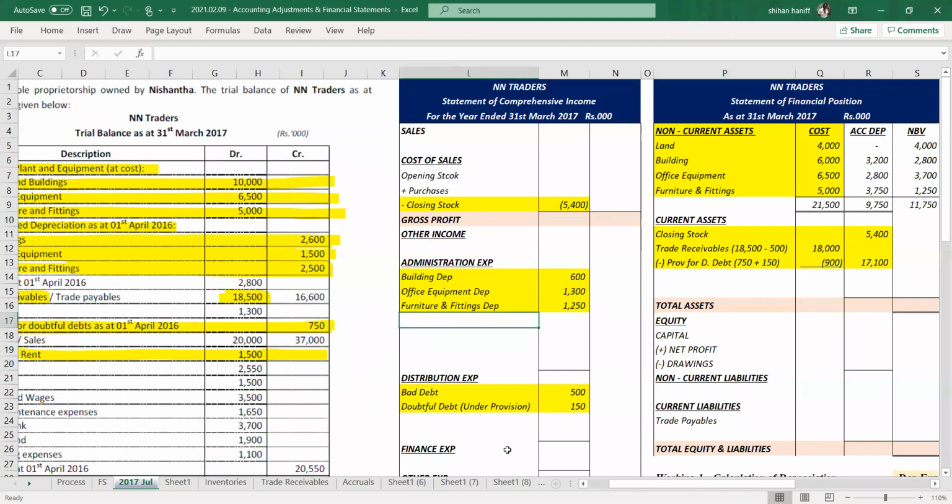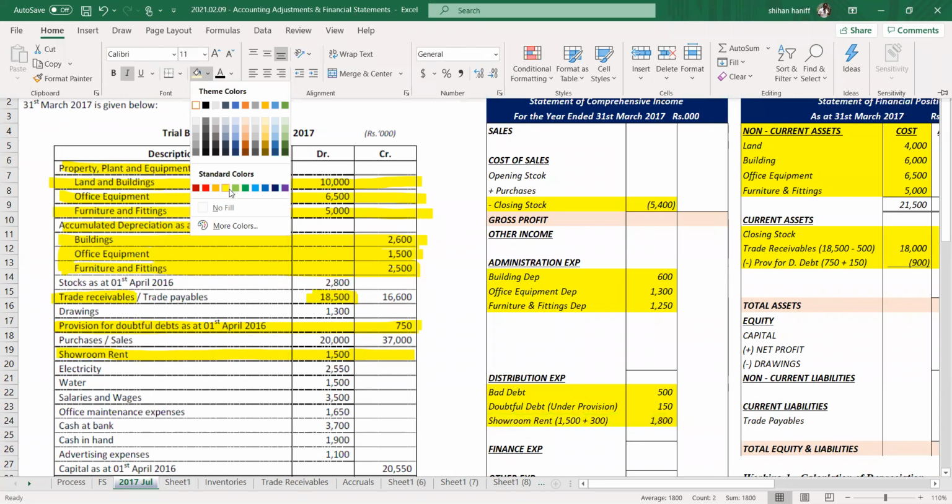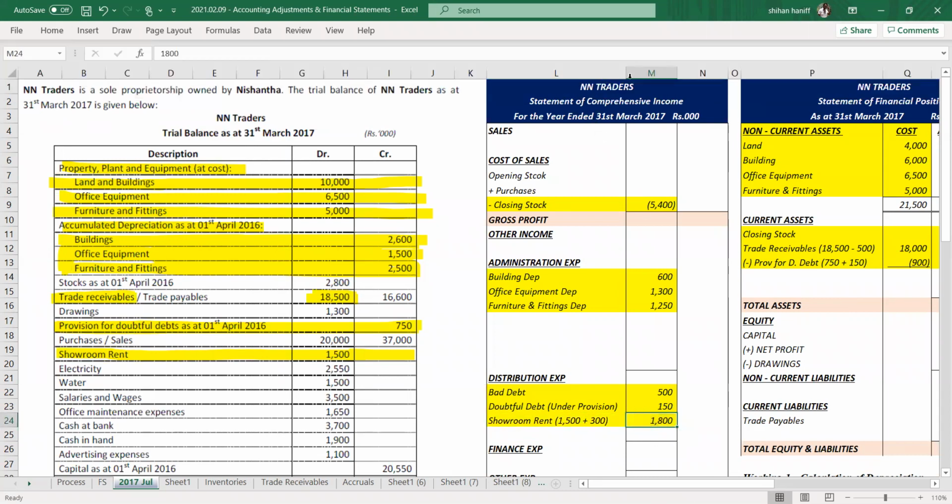Right? So which is administration expense. Sorry, it's not administration, it's distribution, showroom rent. Showroom rent: 1,500 is paid, 300 is payable. So total expense is 1,800. So according to the accrual based concept, total expense relevant for the year comes to the income statement. Not only the cash payment, any payable balance will be added. And it is a current liability.